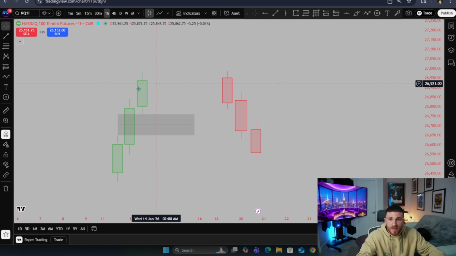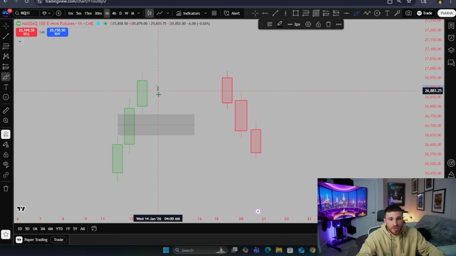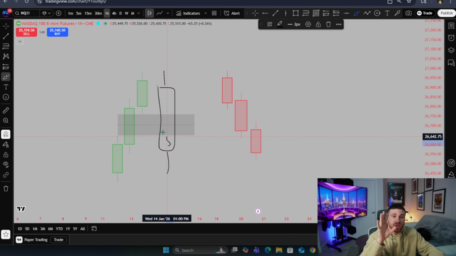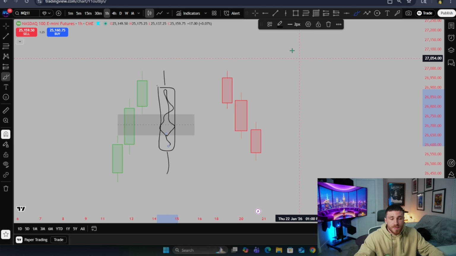So what an inverse fair value gap would look like, we'll just draw these candles, would be a candle closure beneath this bullish fair value gap, correct? This would be a live example of a bullish fair value gap getting inversed, correct? Why? Because we have a candle closure below this bullish fair value gap, okay?